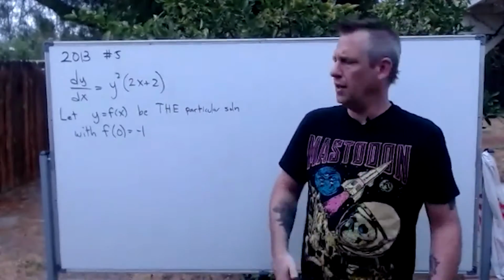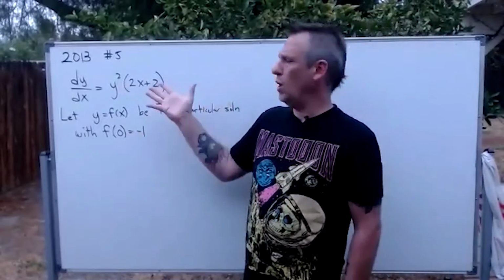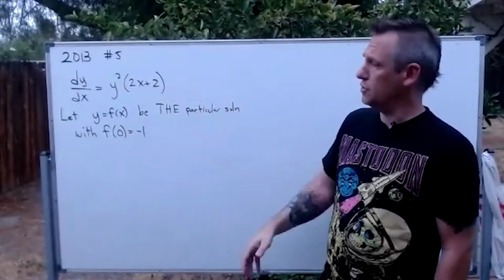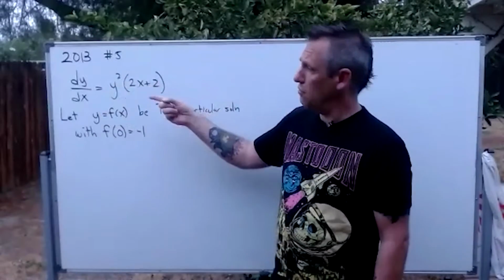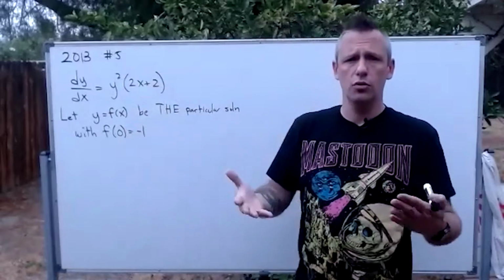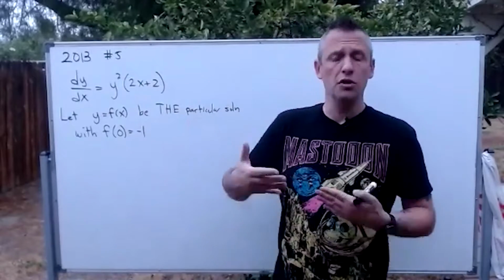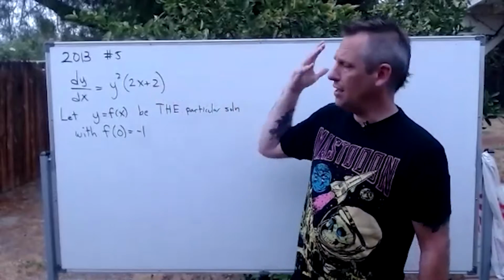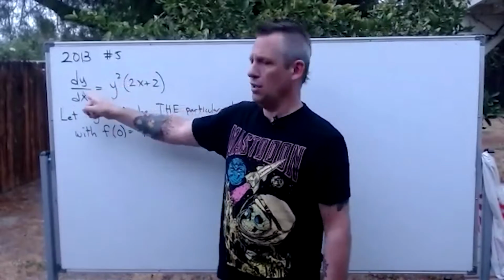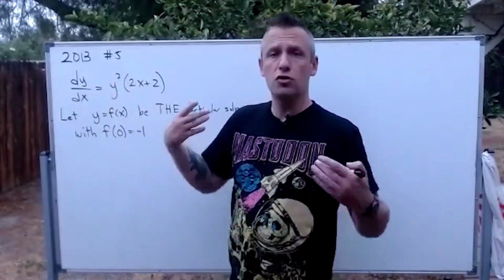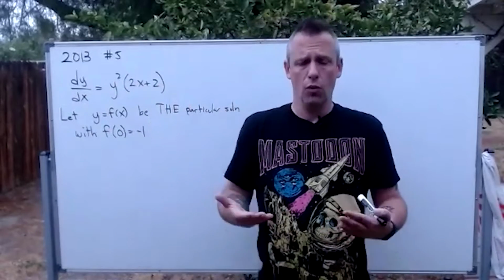It begins by asking us to consider the following differential equation. dy dx equals y squared times the quantity 2x plus 2. This is in fact a differential equation. It's an equation that involves the derivative. The solution to such a differential equation would mean finding a function or a bunch of functions that happen to make this equation true. We would be looking for a function whose derivative is equal to itself squared times 2x plus 2. And it would be a function, y as a function of x.